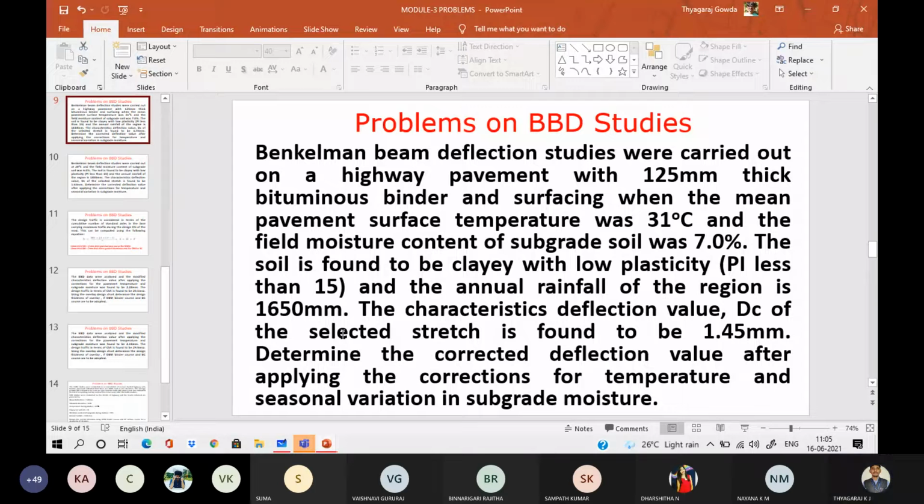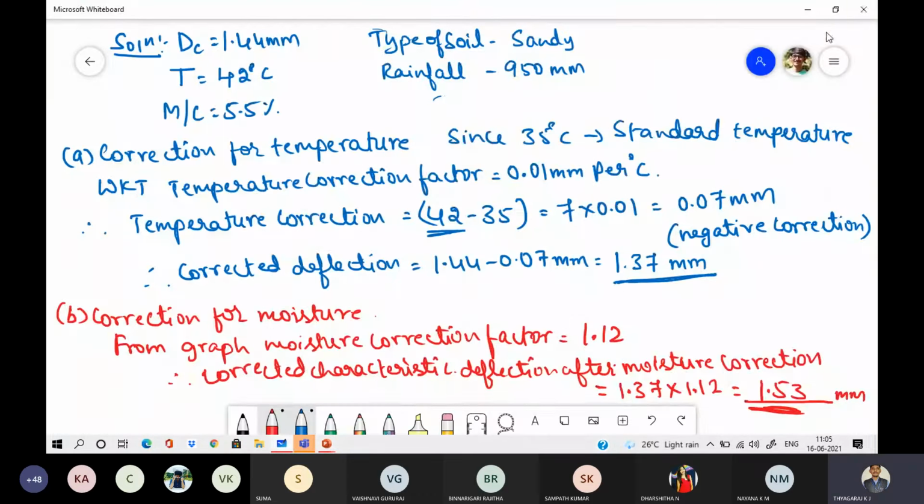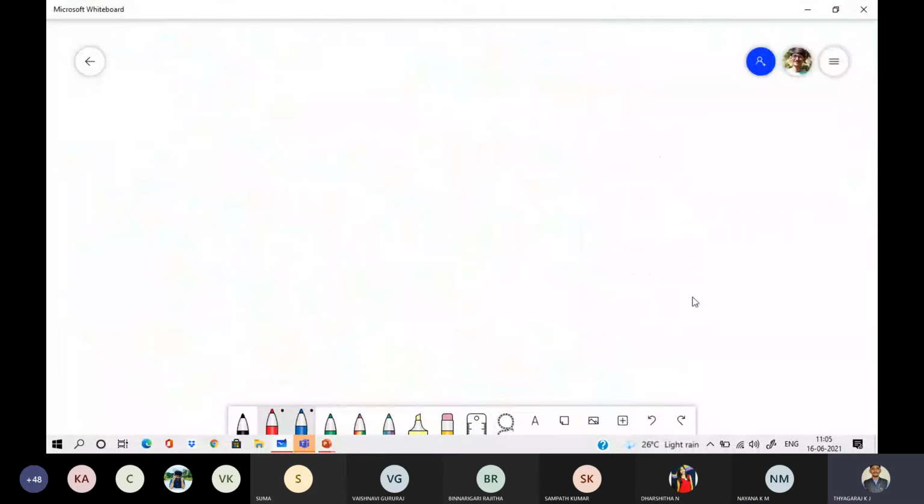Completed? Yes, sir. Okay. We'll move to the solution. What are all the data they have given? Pavement thickness they have given, sir. Okay. Then what is the temperature they have given? 31. Temperature, that is 31 degrees Celsius.